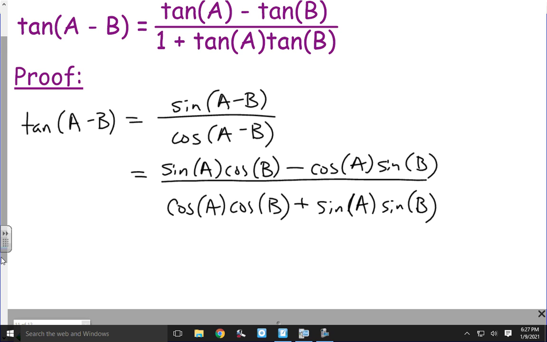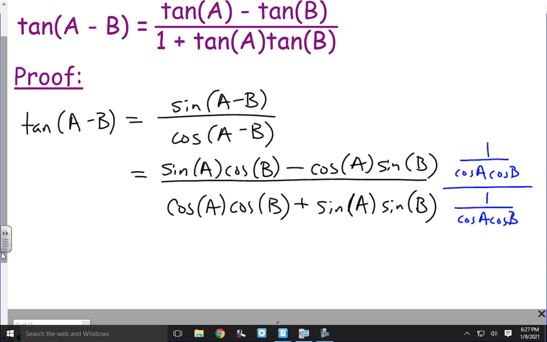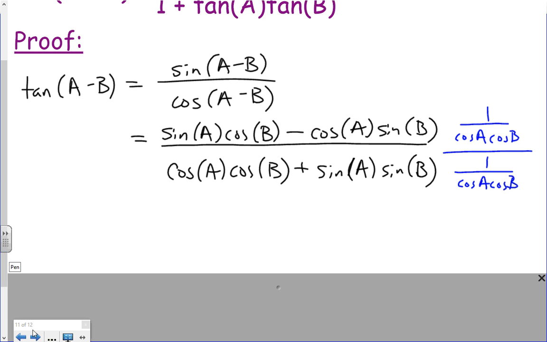But it turns out if I multiply by 1 over the cosine of A times the cosine of B, all over 1 over the cosine of A times the cosine of B. Now the hint as to why I might do that is because I'm trying to get sine over cosine. I need cosines in the denominator. That might be one way you'd think about doing that. But let's see what happens when we multiply this out. So we're going to distribute that to the two terms that I see in the numerator as well as the two terms that I see in the denominator.